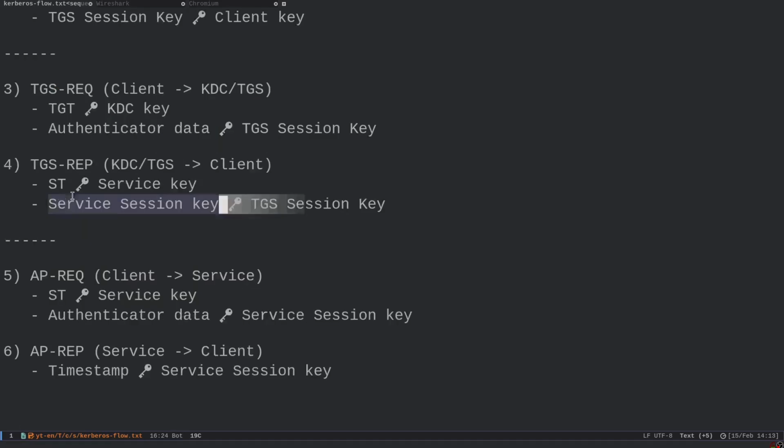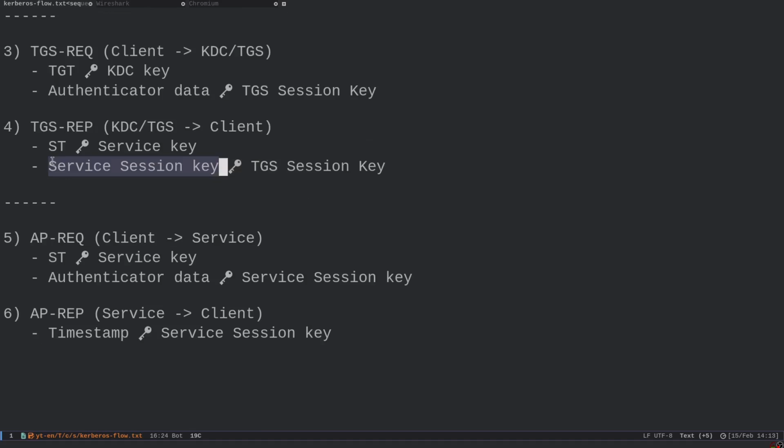So at this point, what can the client do? Well, the client can read the service session key. He cannot read the service ticket. So he's going to send the service ticket and the authenticator data encrypted with the service session key.